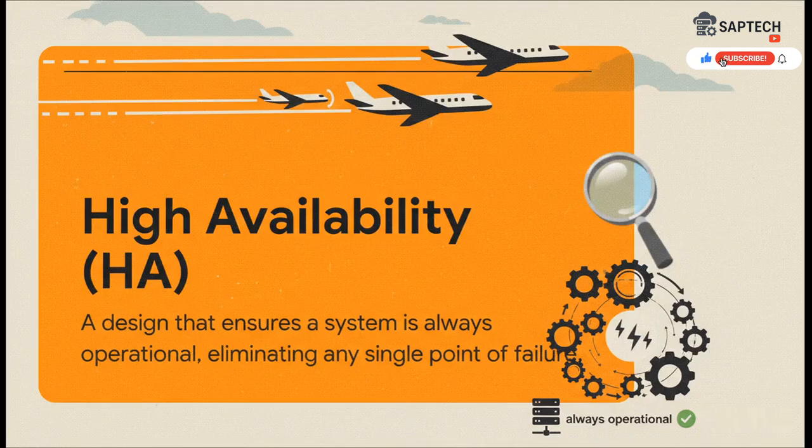So, the solution to this massive problem is a concept called high availability, or HA for short. And honestly, the best way to think about it is like having a co-pilot in an airplane ready to take the controls in a split second. The whole idea, the entire design, is built around one simple goal: get rid of any single point of failure.